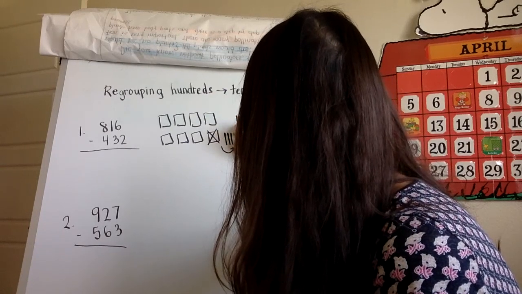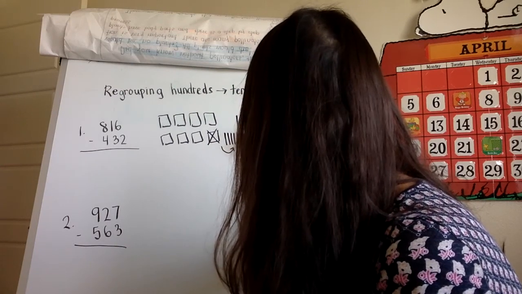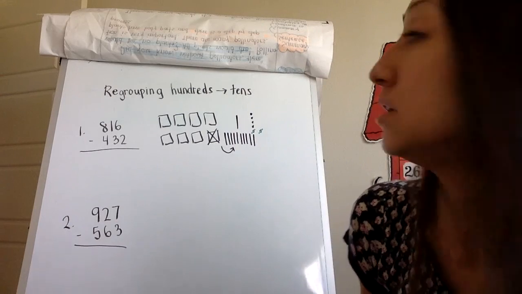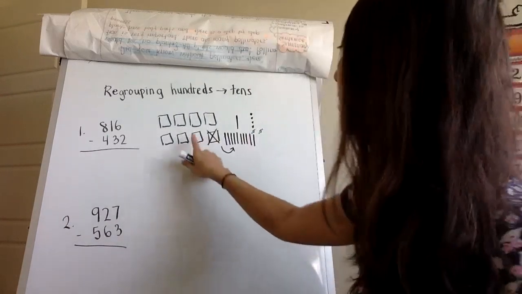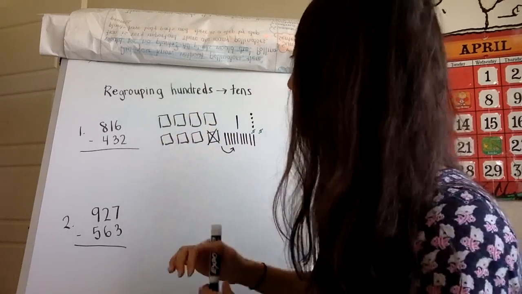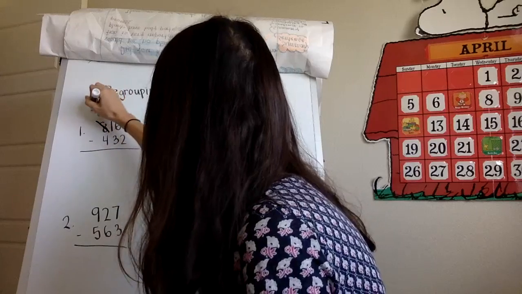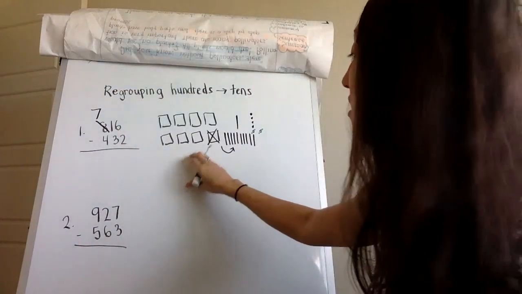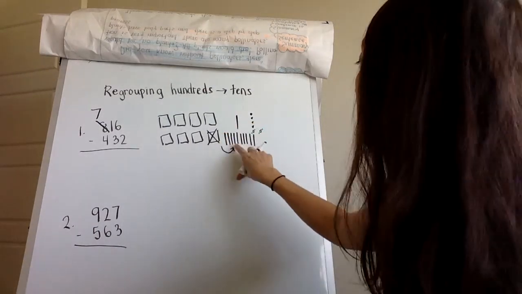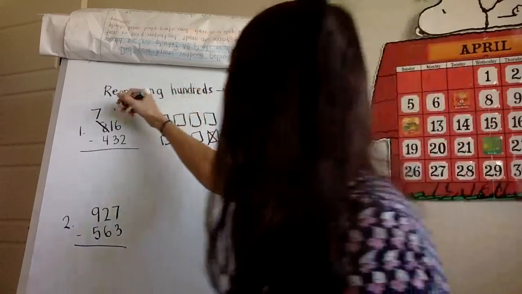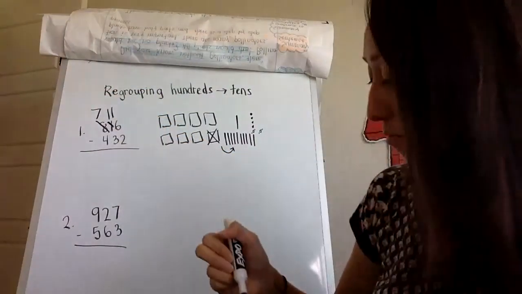1, 2, 3, 4, 5, 6, 7, 8, 9, 10. Just trying to make it all fit nicely. So let's see what I did. I no longer have 800s. I now have 700s. I no longer have just 1 ten. I have 10, 11. And so that's what it's going to look like when you use the standard algorithm.